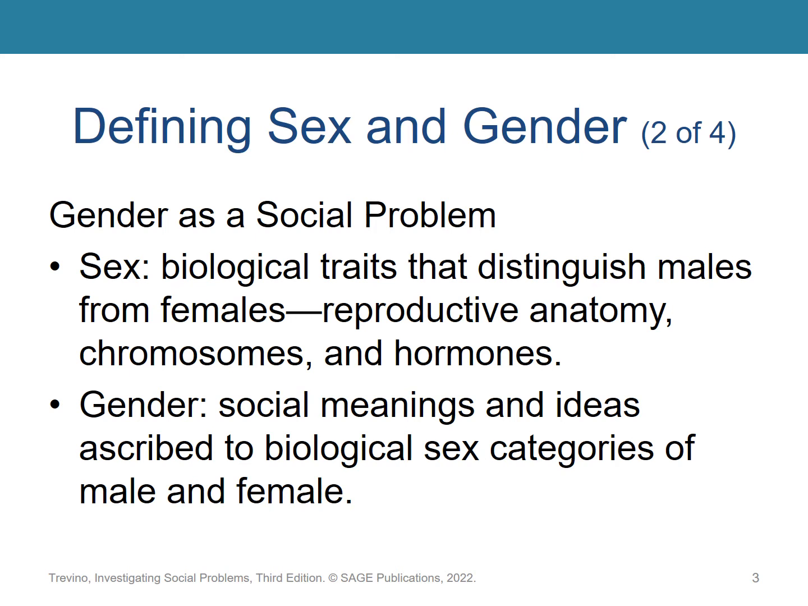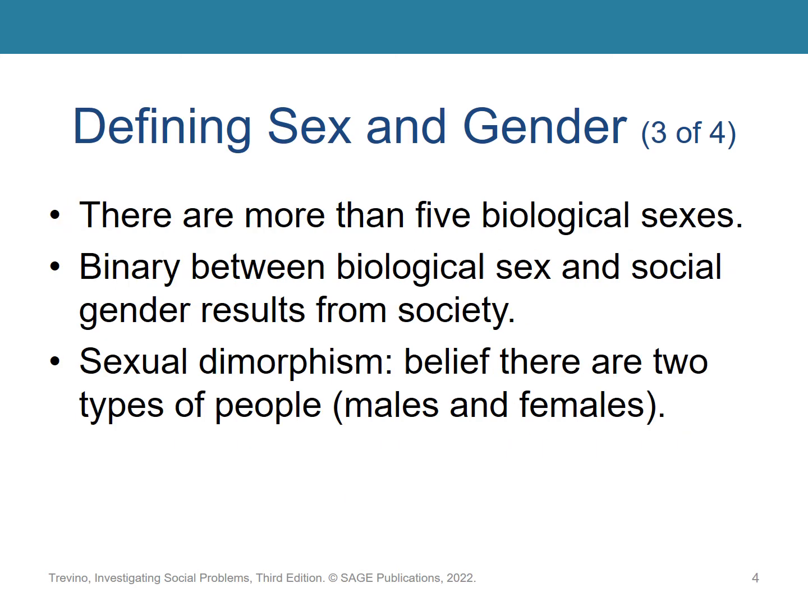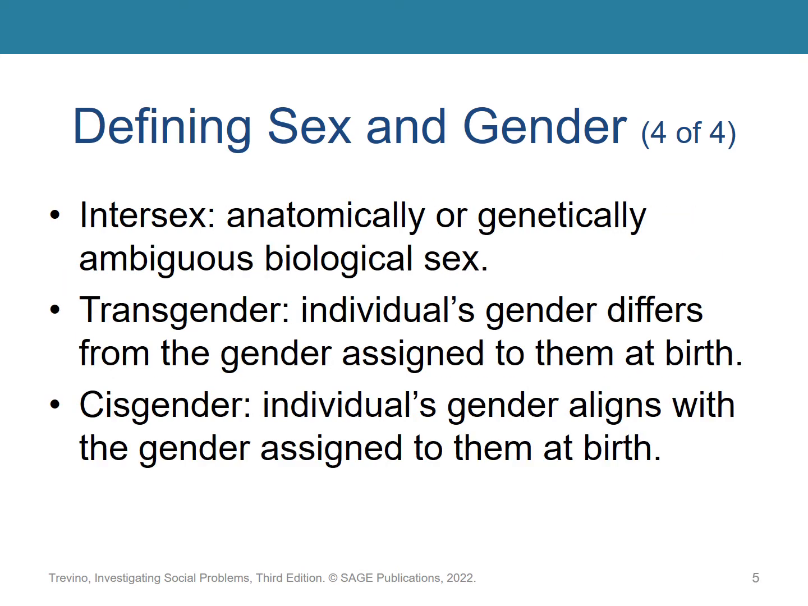So sex is the biological traits that distinguish males from females. We talked about reproductive anatomy, chromosomes, and hormones. Gender is the social meanings and ideas ascribed to the biological sex categories of male and female. There are more than 2 biological sexes, so the binary between biological sex and social gender results from society. Sexual dimorphism is the belief that there are 2 types of people, males and females.